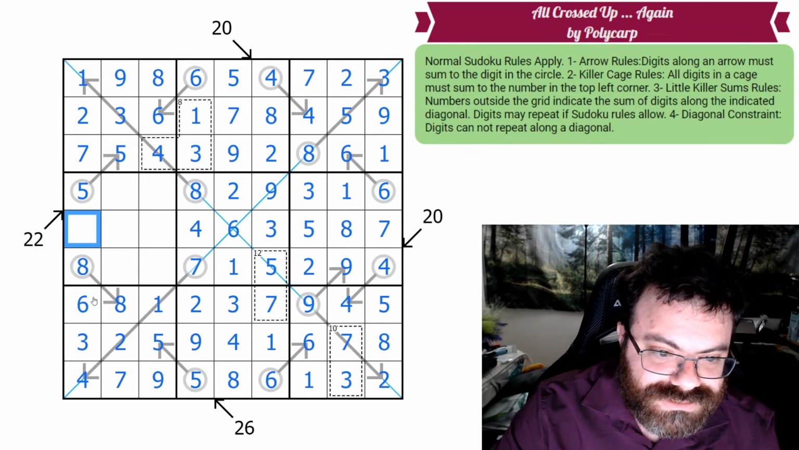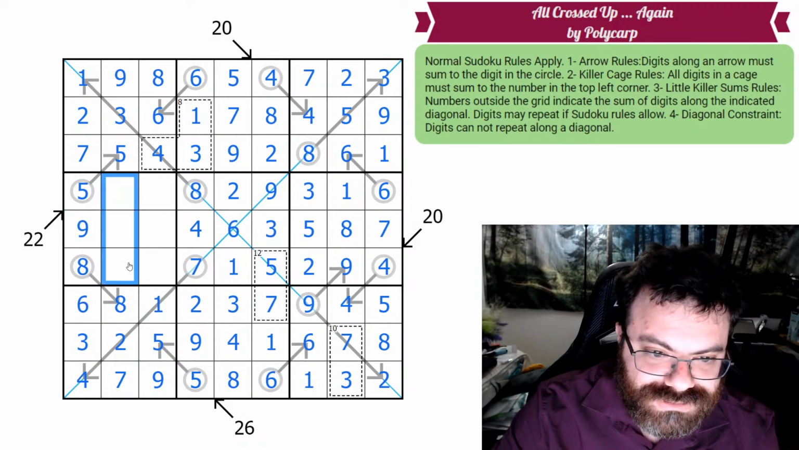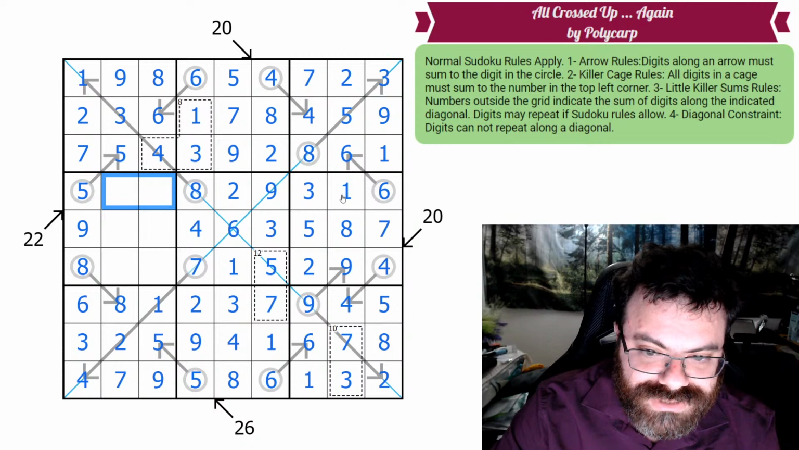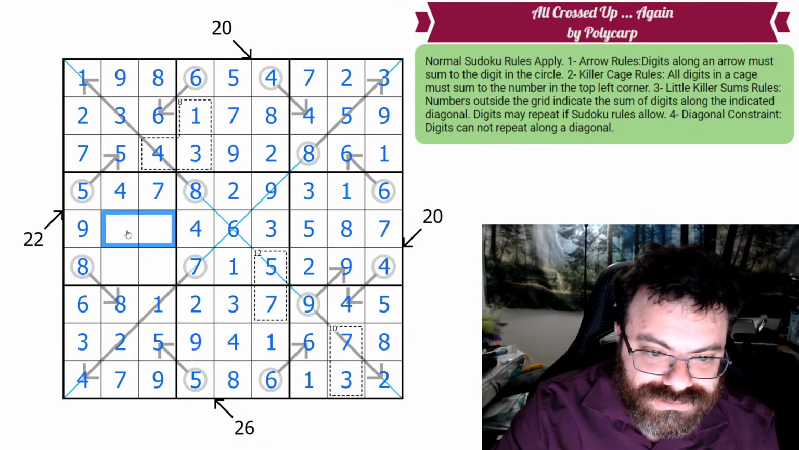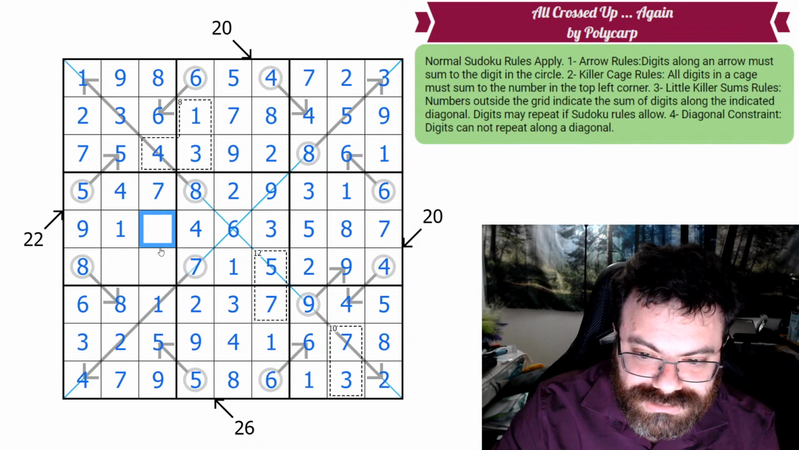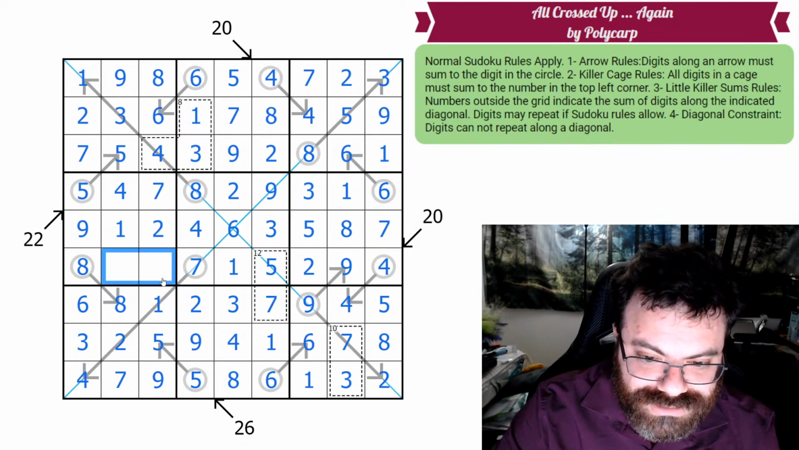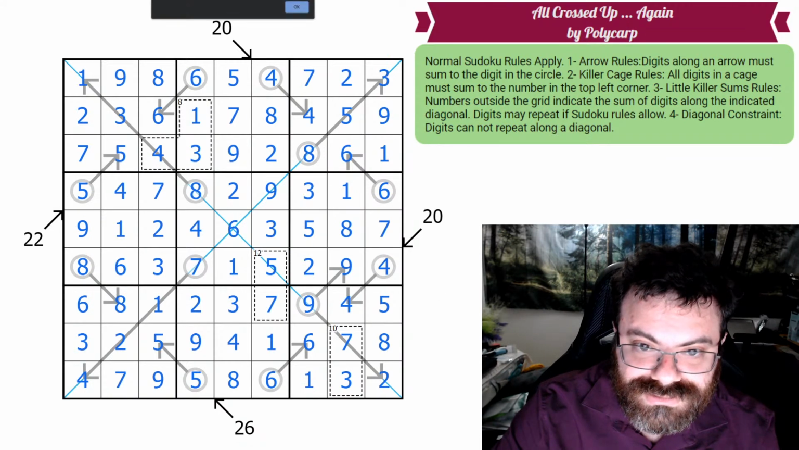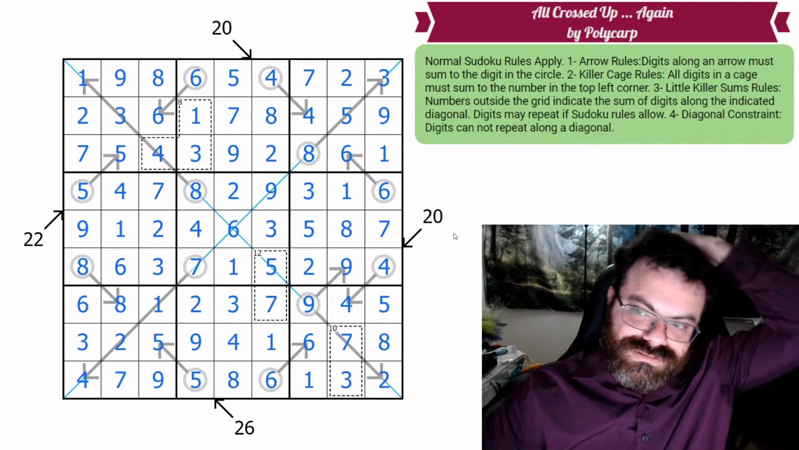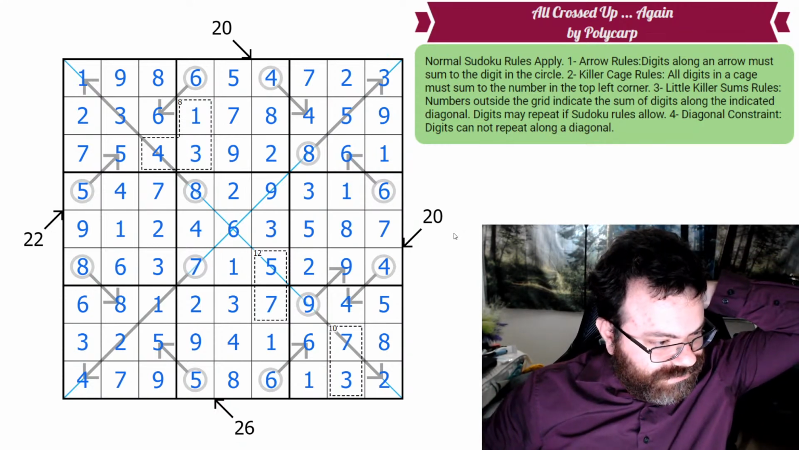This column, we need a 9. Here we have a 1, 2, 3. We need a 4. Goes here. And 7. And then this row we need a 1. Goes here. 2. And finally 3 and 6. Alrighty. Thanks, Polycarp.